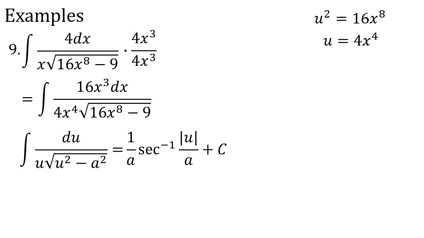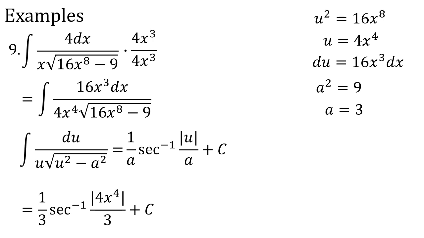So now, as you can see, our given is already following the pattern of the integral of du over u times the square root of u squared minus a squared. Okay? So our du is 16x cubed dx. Since it is already the same as our given, we're not going to change anything about it. So we will continue. But first, determine the value of a. A squared is equal to 9, so a is equal to 3. Now, substitute the values of u and a. Our answer will be 1/3 arcsecant, absolute value of 4x to the 4th over 3 plus c.